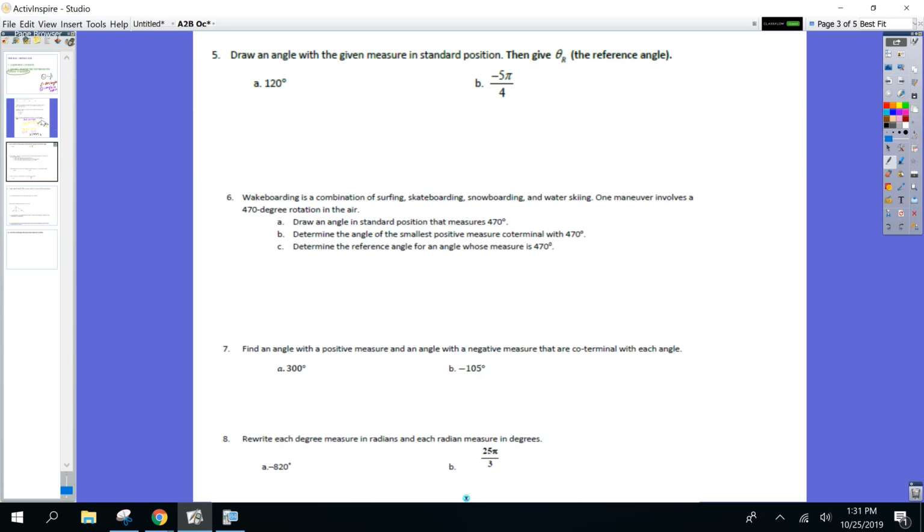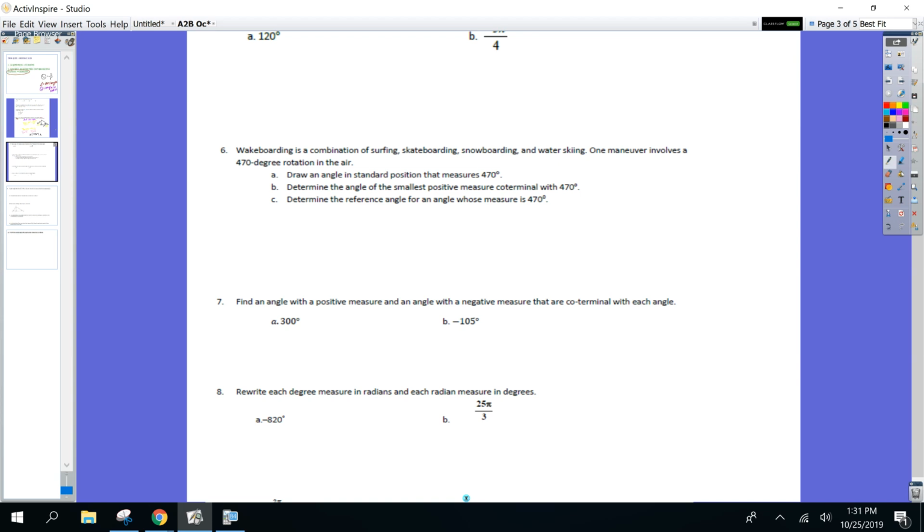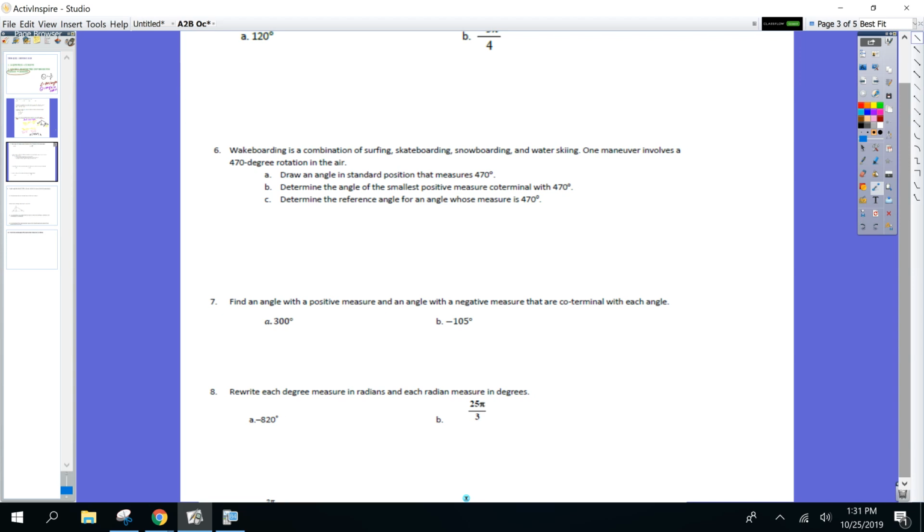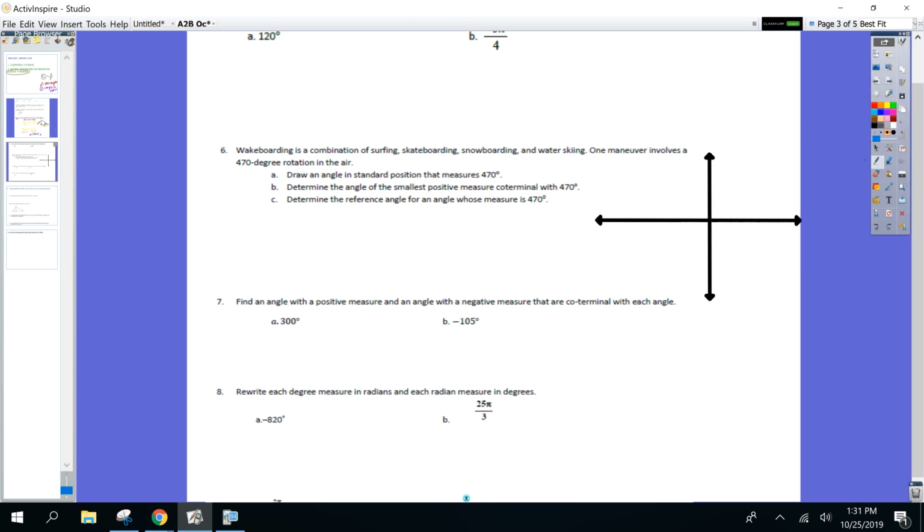All right, got A, B, and C here. I'm sure we're going to go over a lot here. Okay, got a wakeboarder. He does a 470-degree rotation in the air. Draw an angle. Draw an angle for me of 470. Where's one side of this angle always going to be? When I draw this, doesn't matter what the angle measure is. One side's always going to be where? On the x-axis, yep.